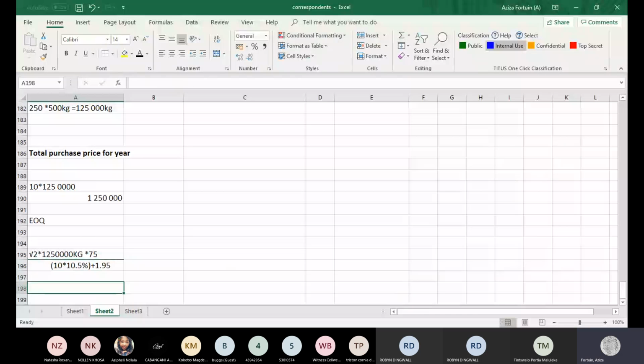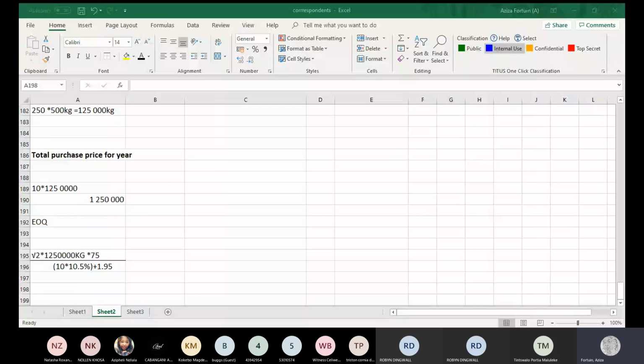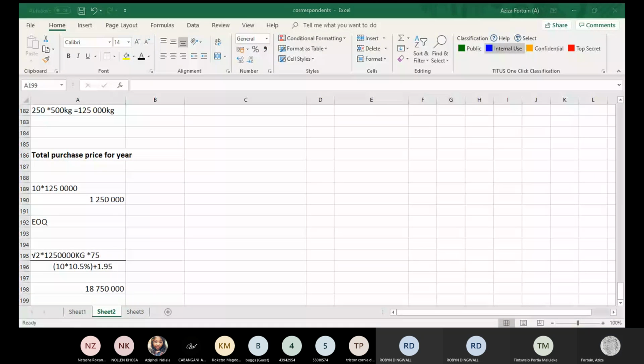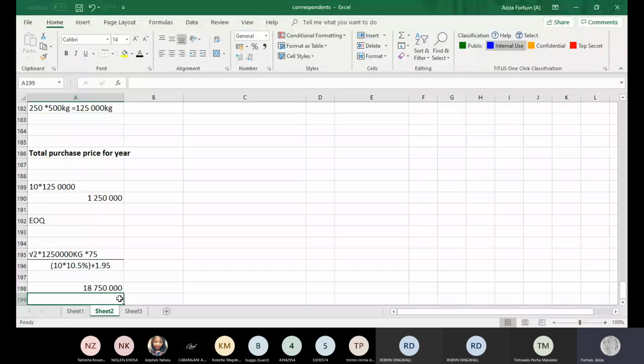Let's just calculate. 2 times 125,000 times 75 equals 18,750,000. Let's calculate the bottom part. 10 times 10.5 percent equals 1.05, plus 1.95 equals 3. So you divide it by 3.